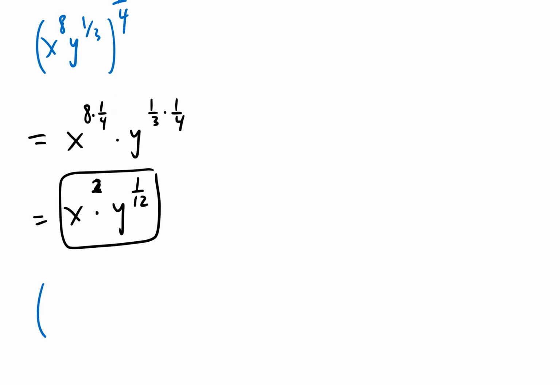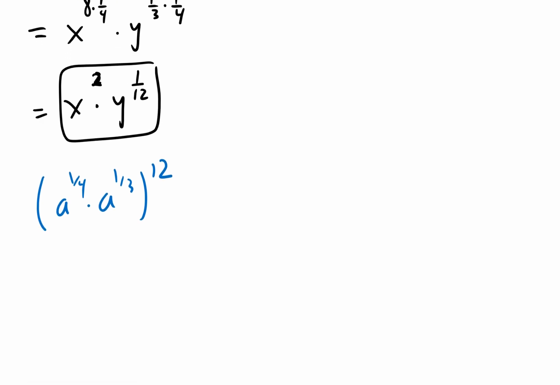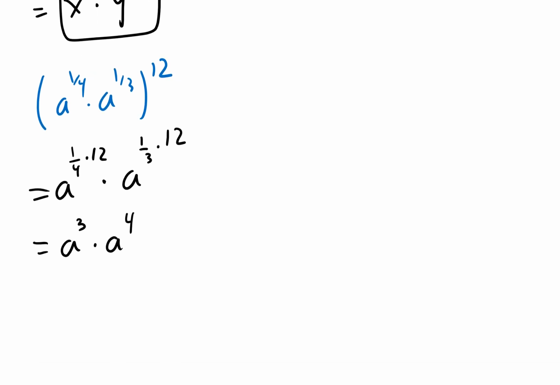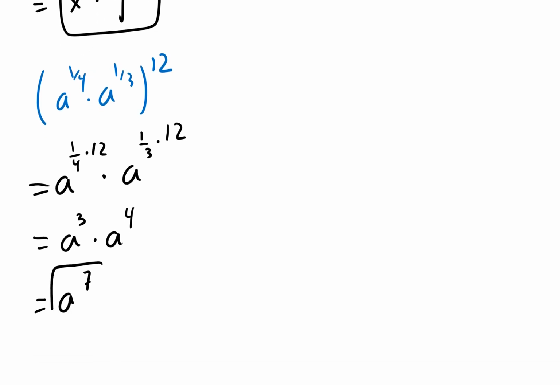Another example. A to the 1/4 times a to the 1/3, all to the 12th power. Pause the video and try it. What do we do with this one? We multiply the exponents: 1/4 times 12, and 1/3 times 12. That's one way to do it. Here I got 3 and here I got 4, so that would give us a to the 7th power, because they have the same base, I added the exponents.